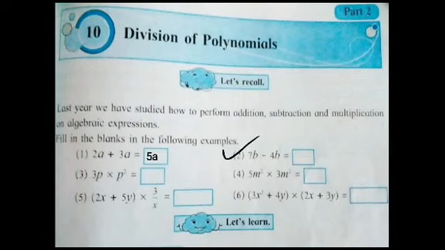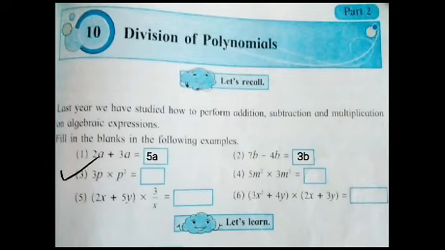Next, 7b minus 4b. You have the same variable b in both terms in subtraction. You cannot subtract the variable. Variable b, write as it is, only one time. You have to subtract only the number. 7b minus 4b, the answer is 3b.